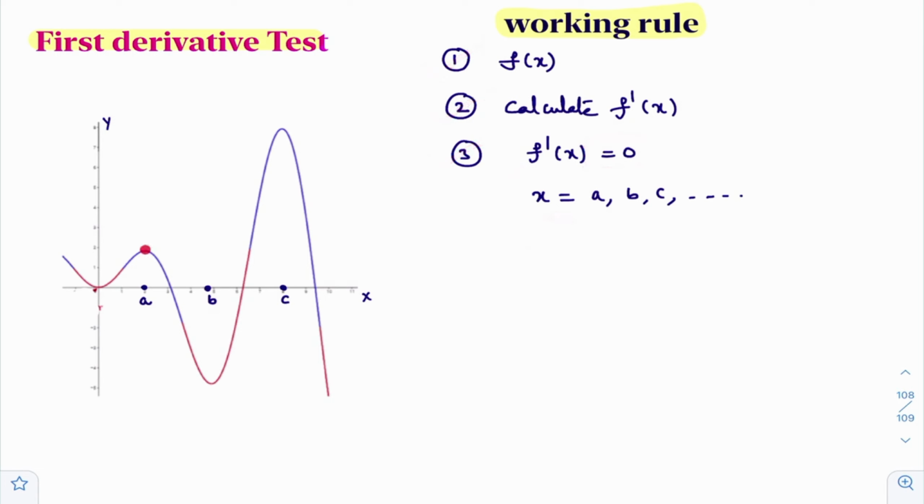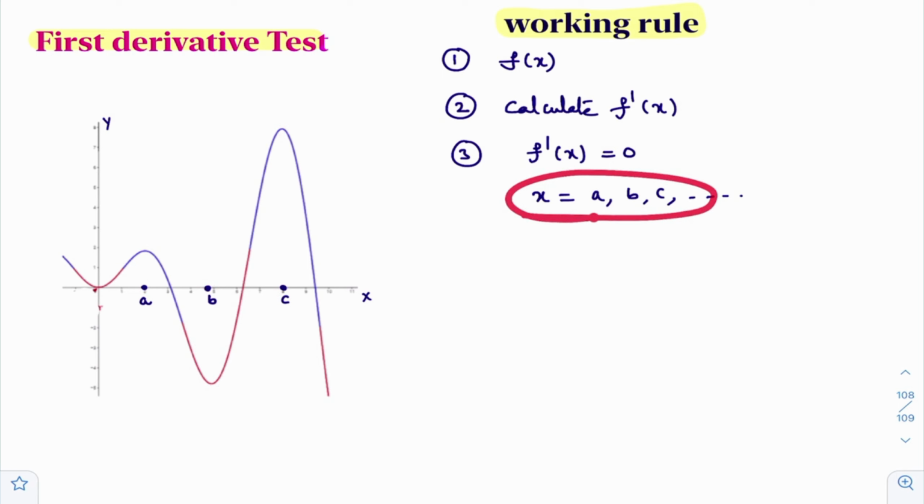You observe here, at this point the function attains a maximum value. This is a critical point, the a value you got. At this point the function attains a minimum value, so you got the b value. At this point the function attains a maximum value. Those critical values you will get. After calculating these critical values, what to do?